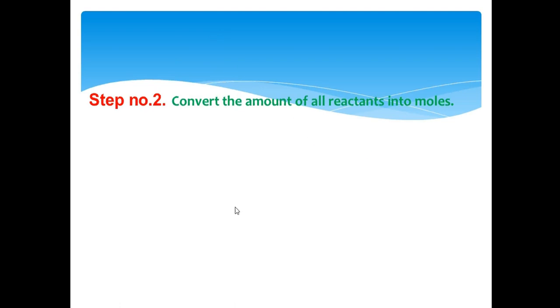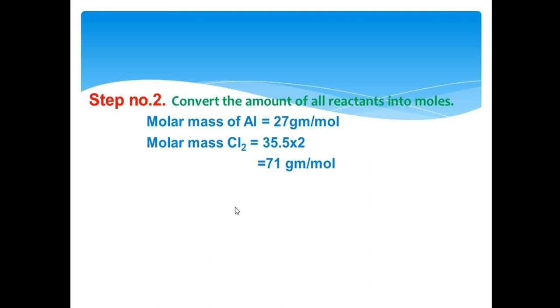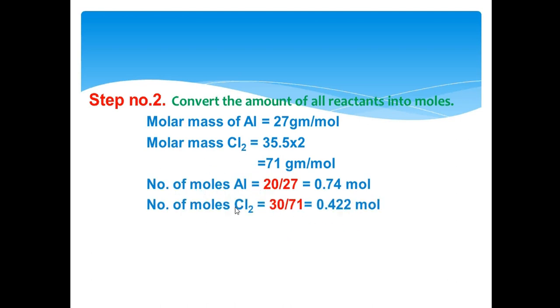Now the second step: in this step we will convert the masses into moles. After converting the mass of aluminium, we will get 0.74 moles of aluminium and 0.422 moles of chlorine.